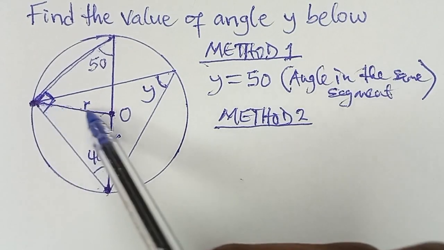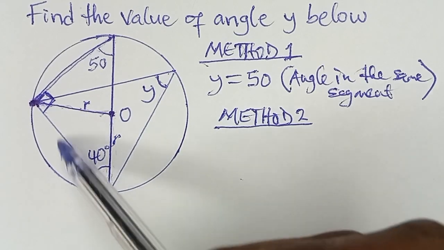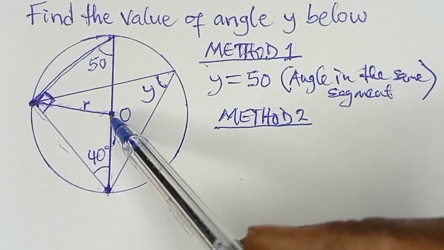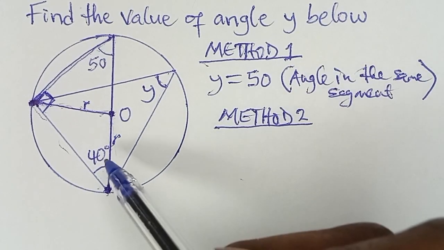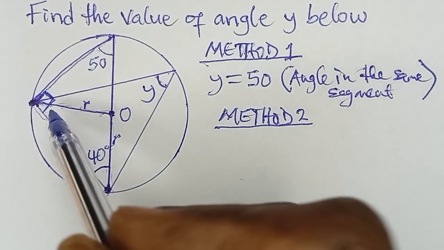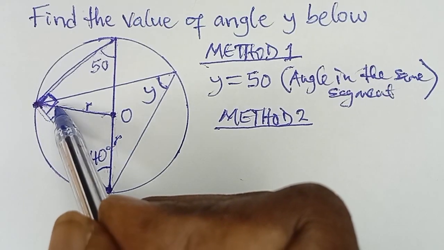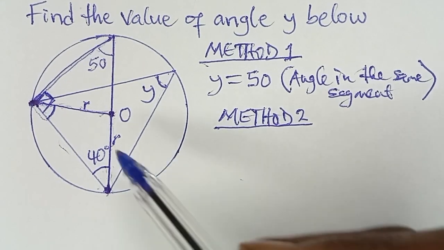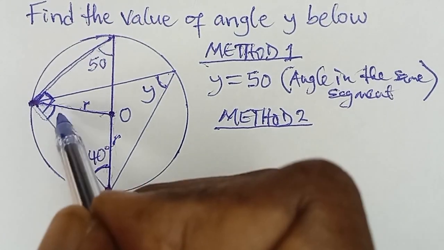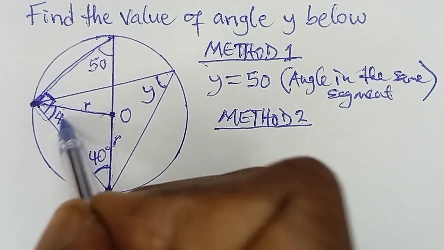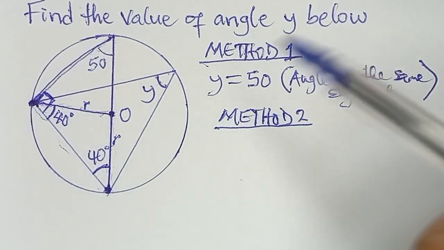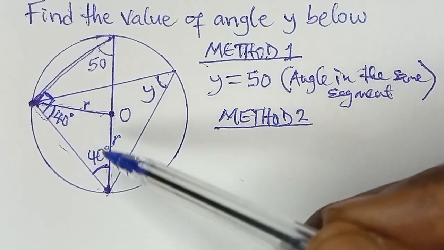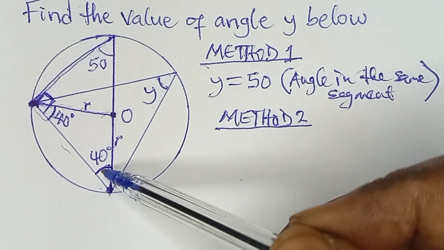And that tells us that this triangle is an isosceles triangle. A triangle where two sides are equal is an isosceles triangle. And the base angles of an isosceles triangle are equal. So if this is 40, this second base angle will also be 40 degrees. Base angles of an isosceles triangle are equal. So now we have 40 plus 40 to give us 80, right?